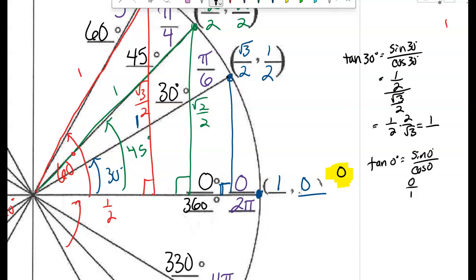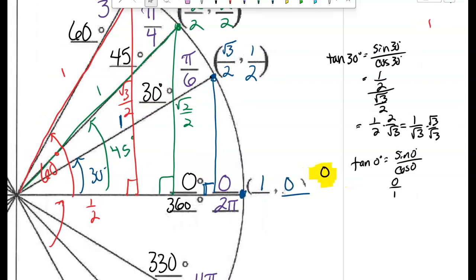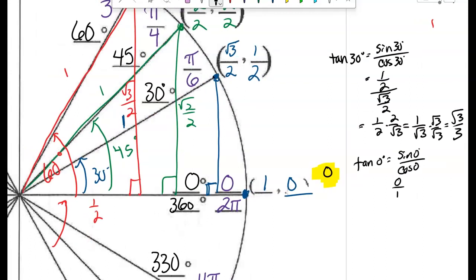So that becomes 1 over root 3. Now, because we're good mathematicians, do I leave radicals in the denominator of fractions? No, we rationalize. I need to multiply both by root 3 over 3, and you're going to get root 3 over 3. That is your tangent of 30 degrees.